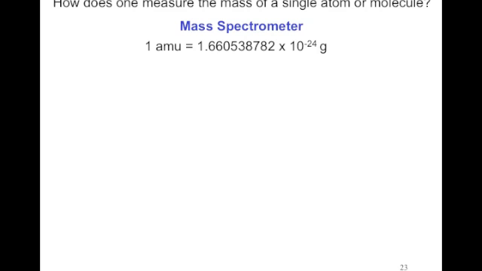Okay, so to complete this section, let's address this question. How does one measure the mass of a single atom or molecule? Well, I've already mentioned it. It's in a special device called a mass spectrometer. But I want you to think a little bit about this. First of all, we simply can't weigh out the mass of a single atom or molecule.